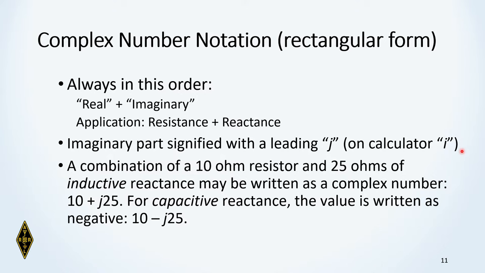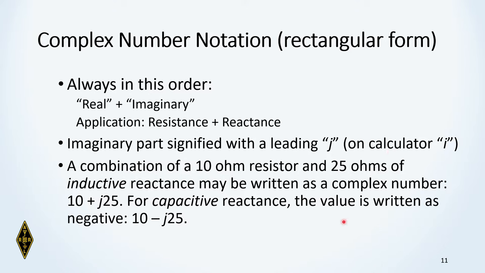Now the notation, we're talking about rectangular form. Remember our hiking analogy. So it's always in this order. It's real plus imaginary. And the application for us is resistance is the real part, and reactance is the imaginary part. Now reactance is in no way imaginary. Okay, it's a very real thing, but we're speaking in the terms of the complex number system here. So the imaginary part is signified with the leading J, which on the calculator is the I.